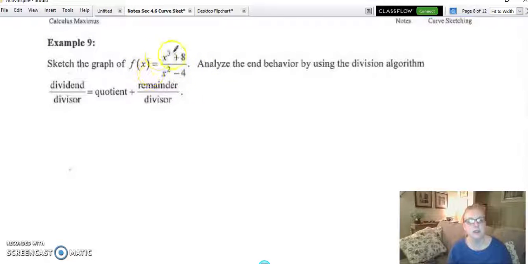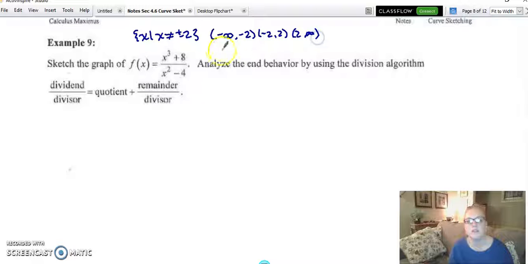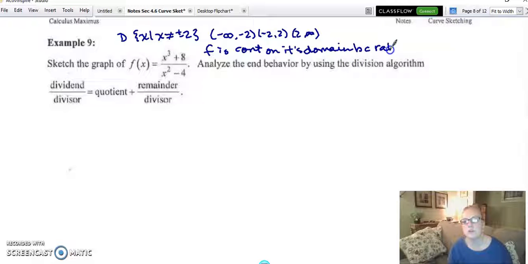So the minute that we see that we have this nice rational function, you go, okay, I have some discontinuities. So remember that once you know you have discontinuities, our domain is going to be x such that x does not equal plus or minus 2. Or, if you want to do it with interval notation, negative infinity to negative 2, negative 2 to 2, and then 2 to infinity is going to be your domain. So f is continuous on its domain, which is highlighted above, because you have a rational function.